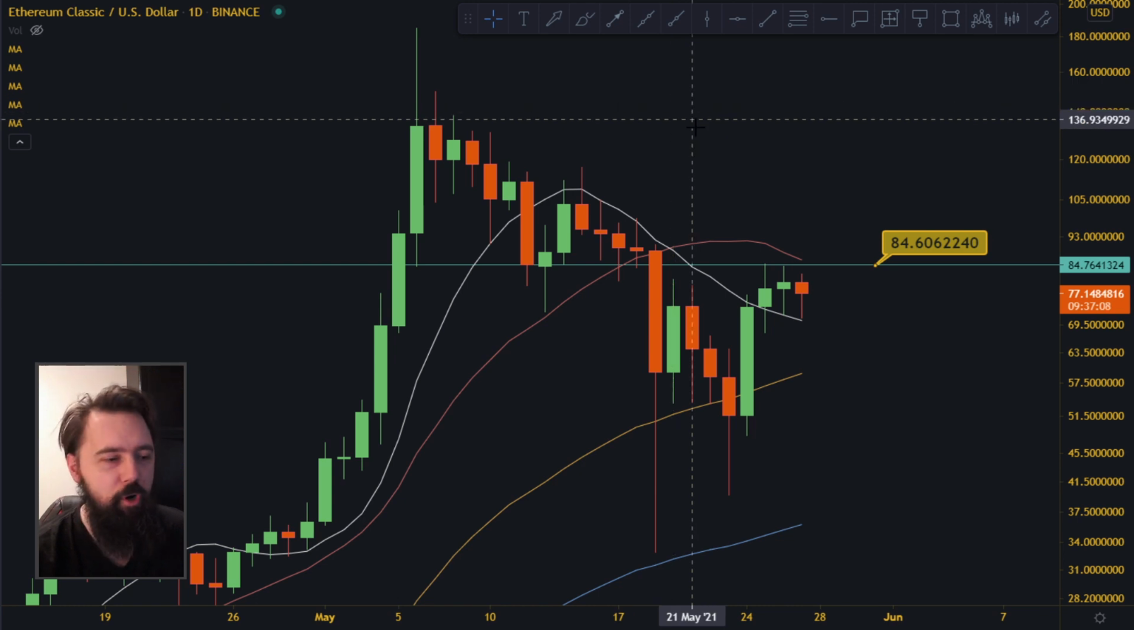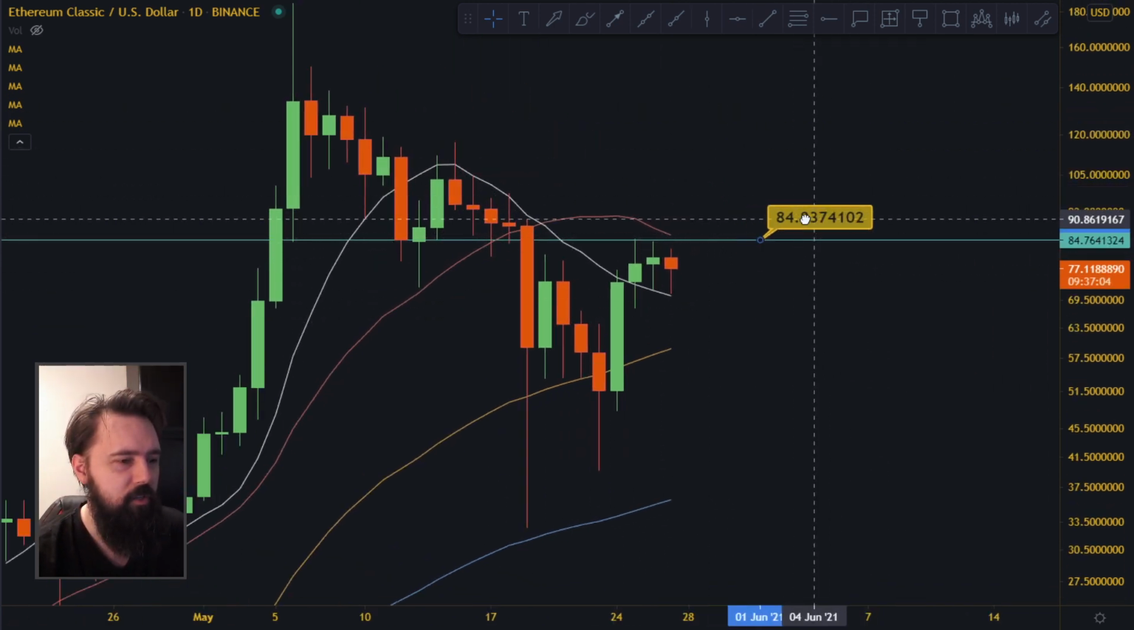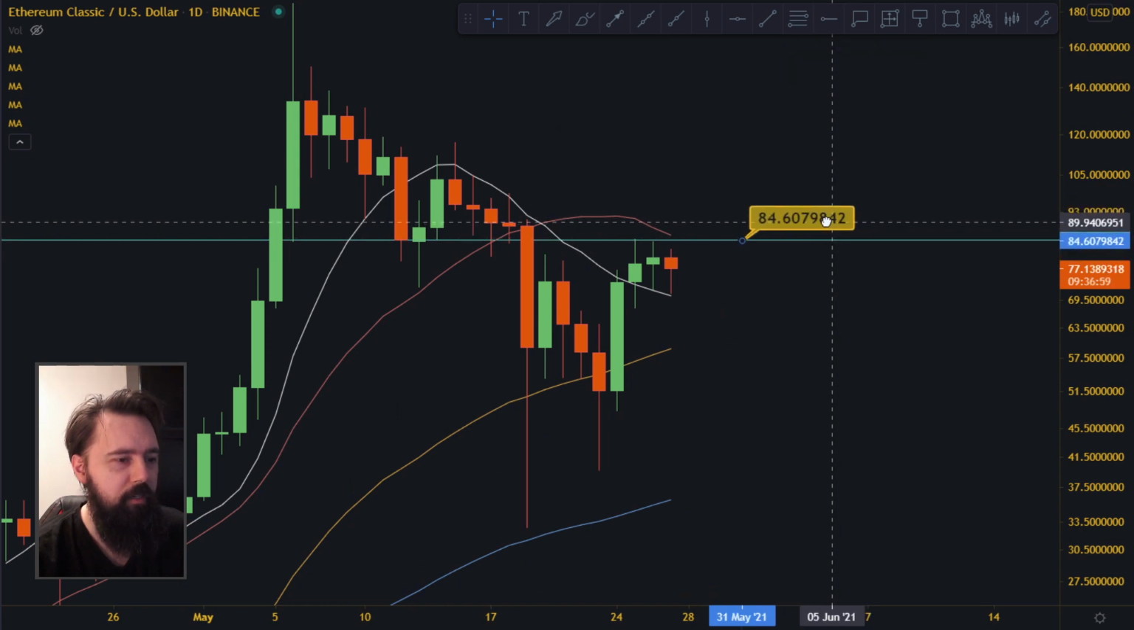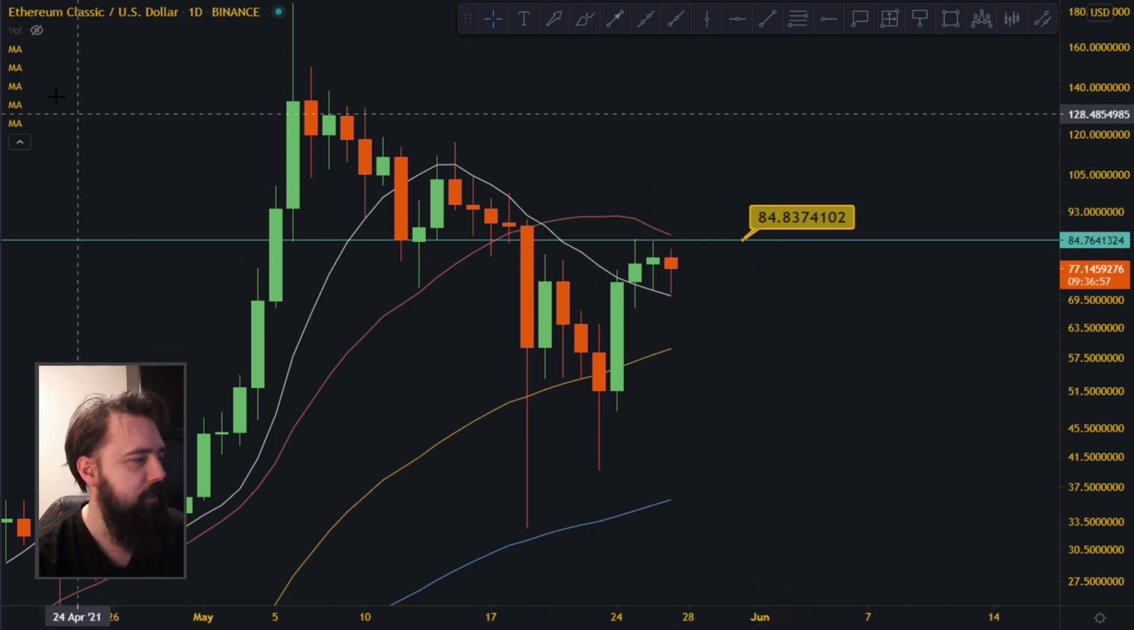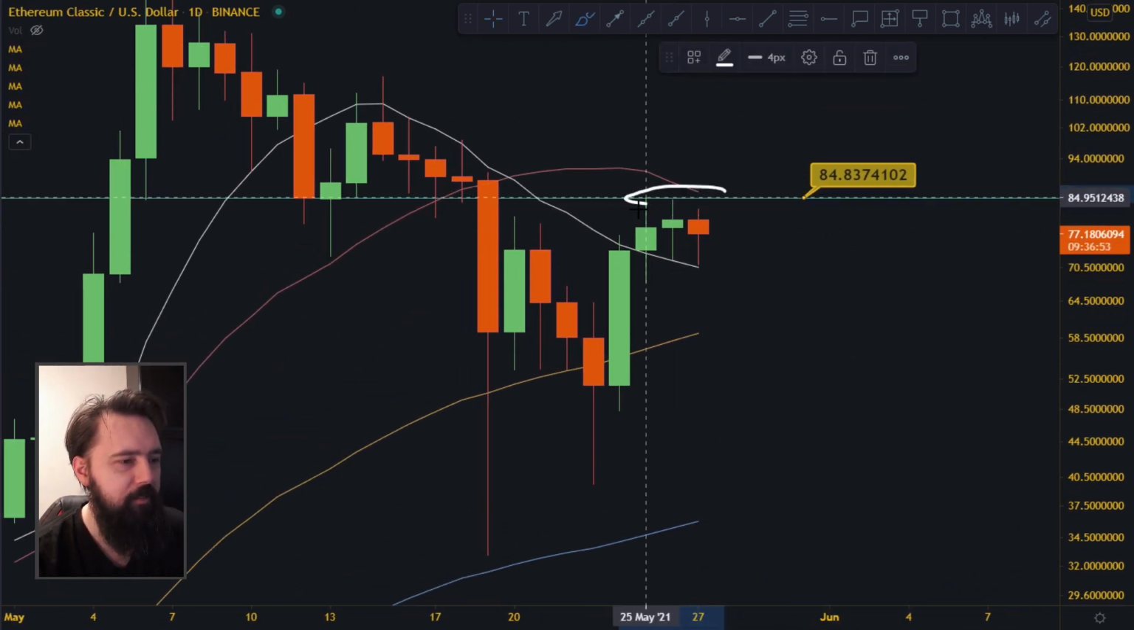We can talk about that tomorrow, but right now 84.6 is the resistance, or 7 actually. If I can just get it. Okay, 6 or 8, what are we gonna take? Whatever, 84 point something. 84 point something is the resistance. We gotta get above that.